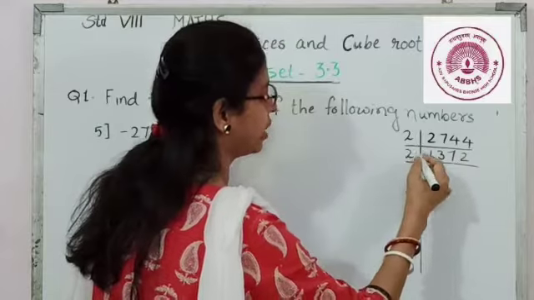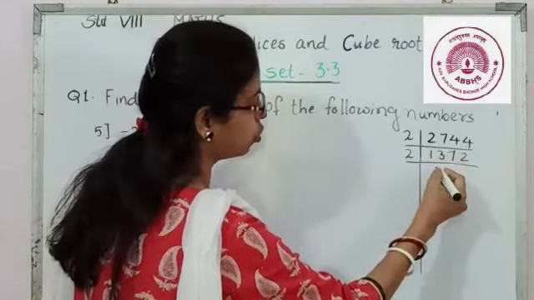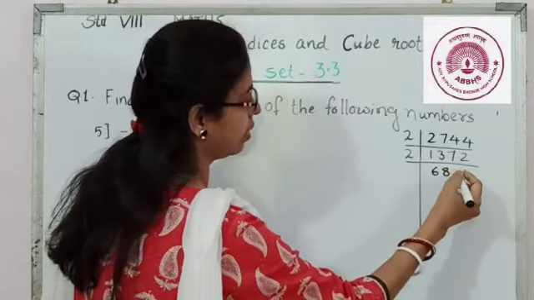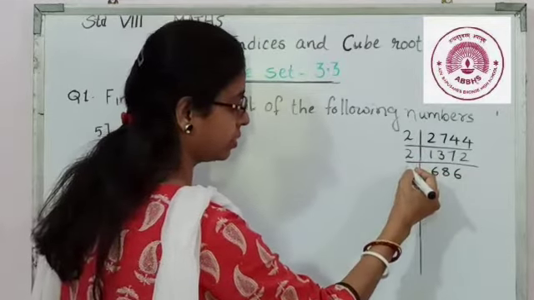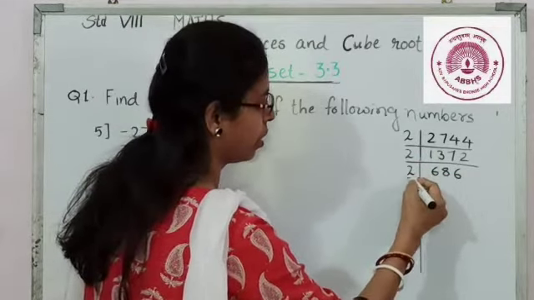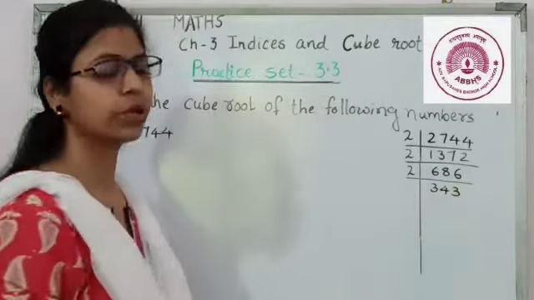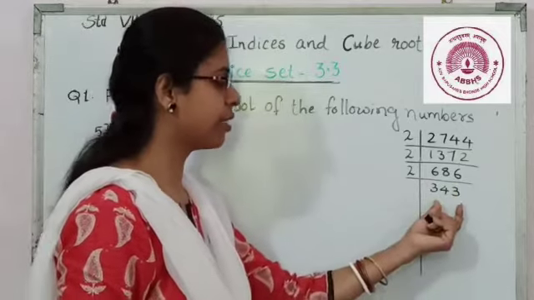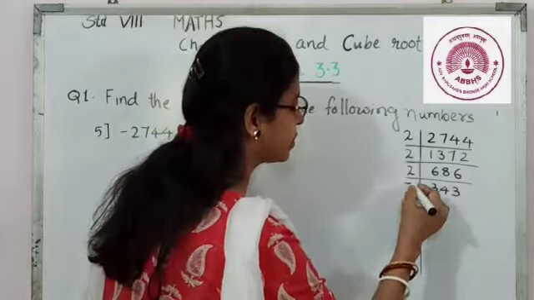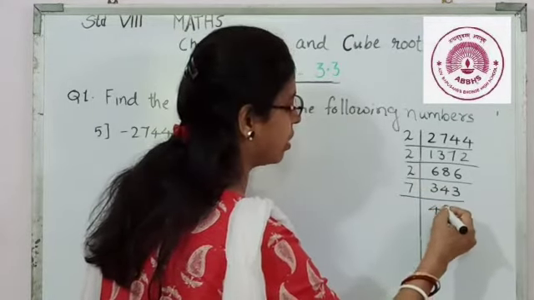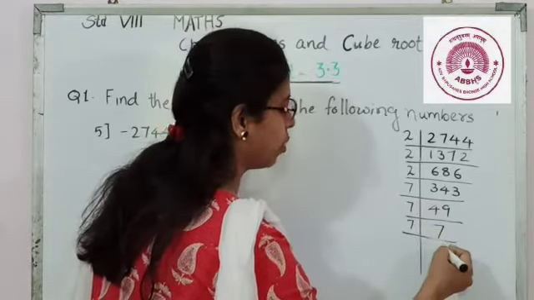Done. Then again we can divide by 2. As we can see, 2 is in the unit place. So 2 6s are 12, 2 8s are 16, and then 2 6s are 12. Again it is divisible by 2, so we can again divide the given number by 2. So 2 3s are 6, 2 4s are 8, and 2 3s are 6. Now this number 343 is divisible by 7. So let's divide it. 7 49s are 343, then 7 7s are 49, and finally 7 1s are 7.